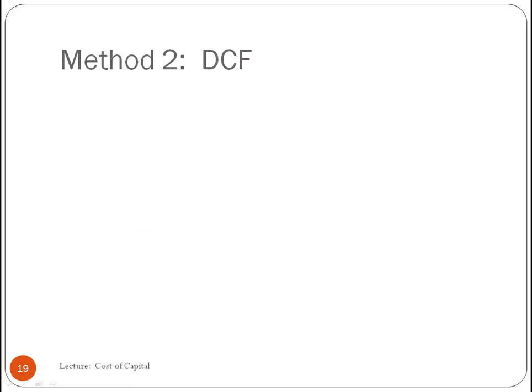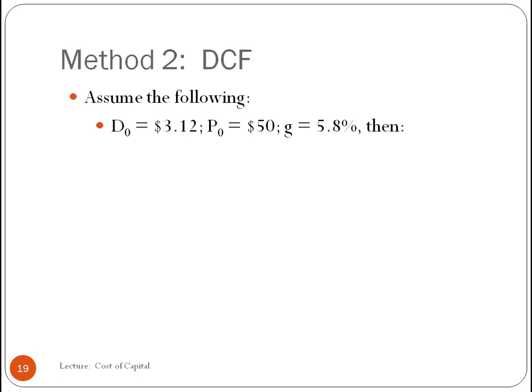All right, so let's see an example of how to actually use the DCF. Let's plug in some numbers. Let's assume the following. We have a dividend today of $3.12. We have a price today of $50. This is the stock price today. And we have a growth rate of the dividends at 5.8%.